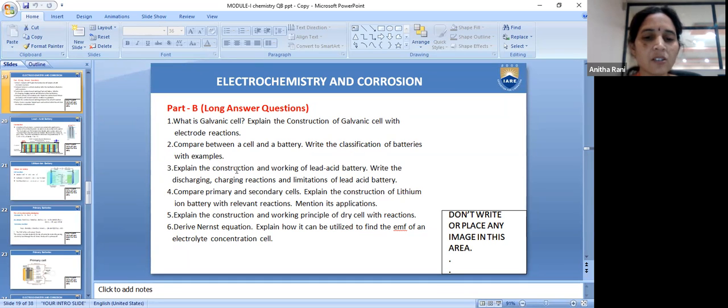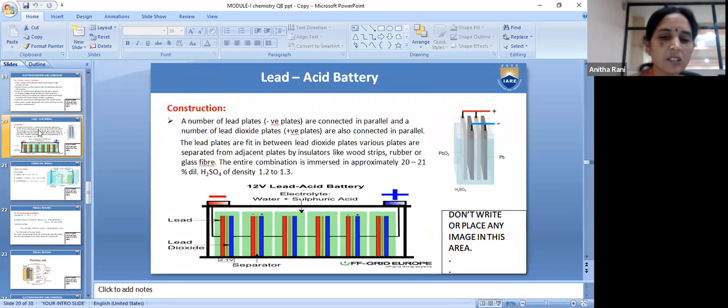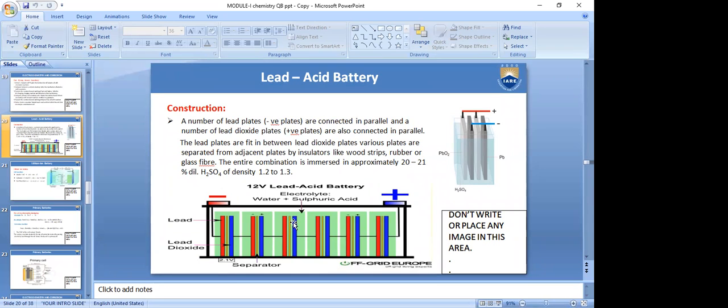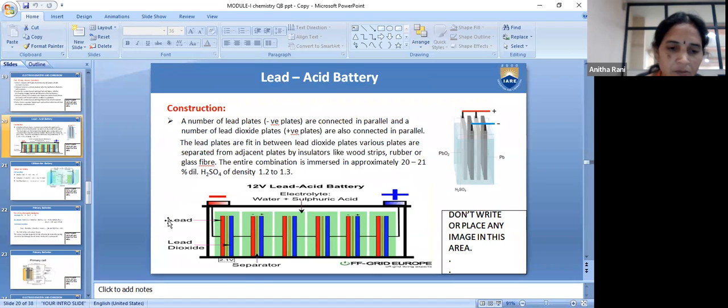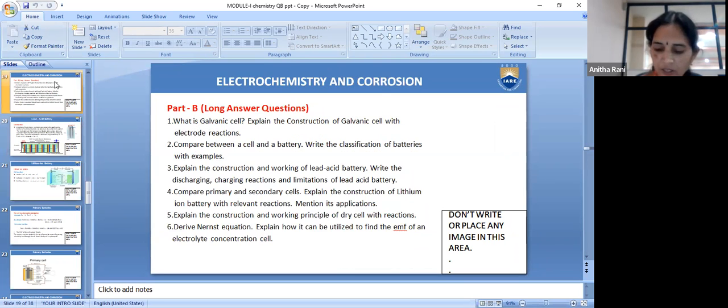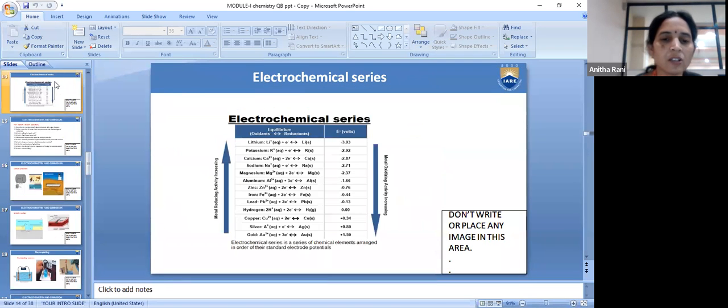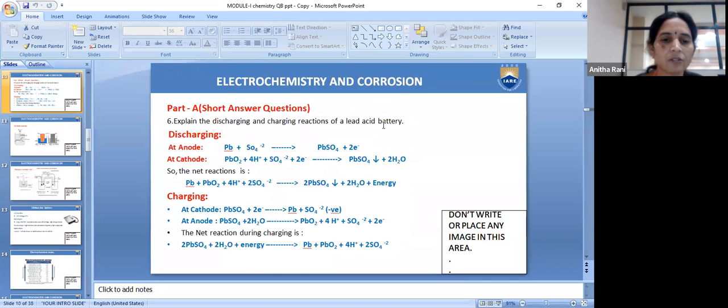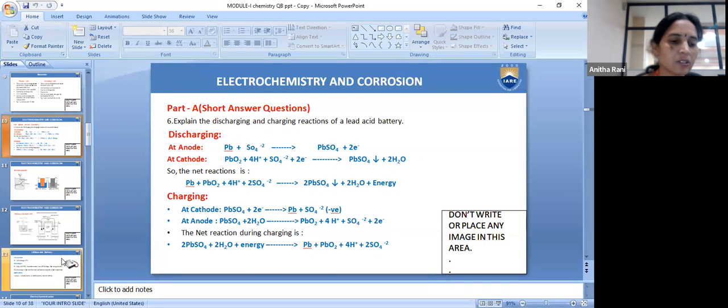Now explain the construction and working of the lead acid battery. So construction you have to write. We will take 6 cells, 1, 2, 3, 4, 5, 6, 12 volts, connected in series. In each cell, you write anode lead, cathode lead dioxide, separated with strips of wood. All the 6 cells we are inserting in dilute H2SO4. Okay, construction you have to write. Then the reactions you have to explain completely: discharging reaction and charging reaction.